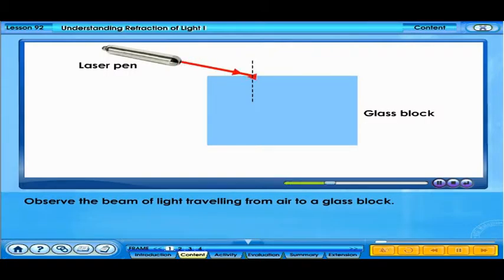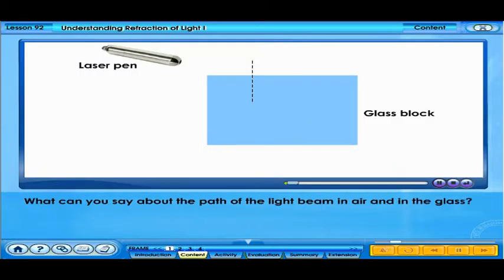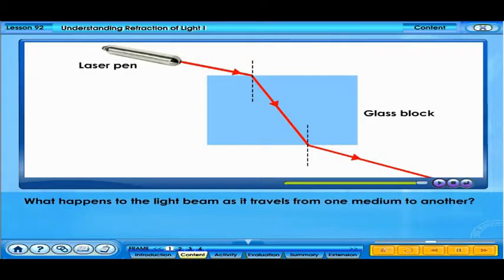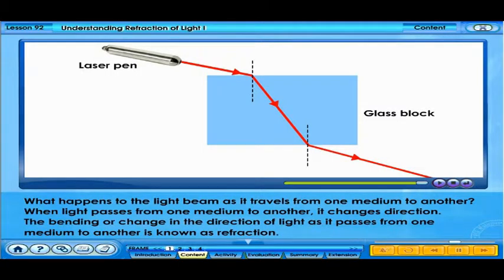Observe the beam of light traveling from air to a glass block. What can you say about the path of the light beam in air and in the glass? Light travels in a straight line in both mediums. What happens to the light beam as it travels from one medium to another? When light passes from one medium to another, it changes direction.